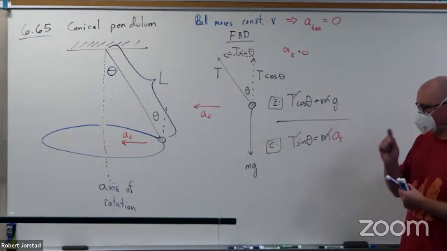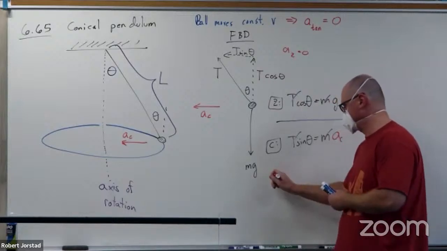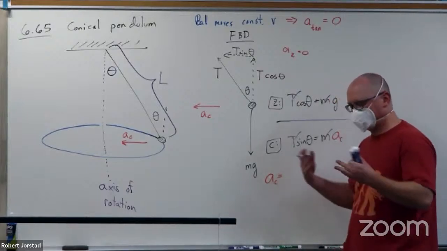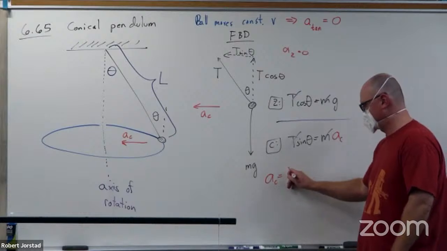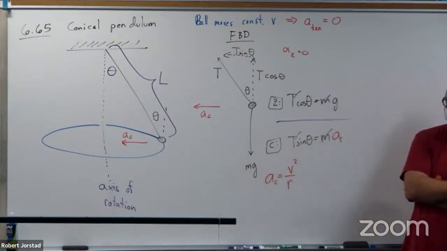Now, wait a minute. There's one other piece here. What's a_c? What's an equation for it? Give me one. v squared over R. What's R in this problem? That's what's different.